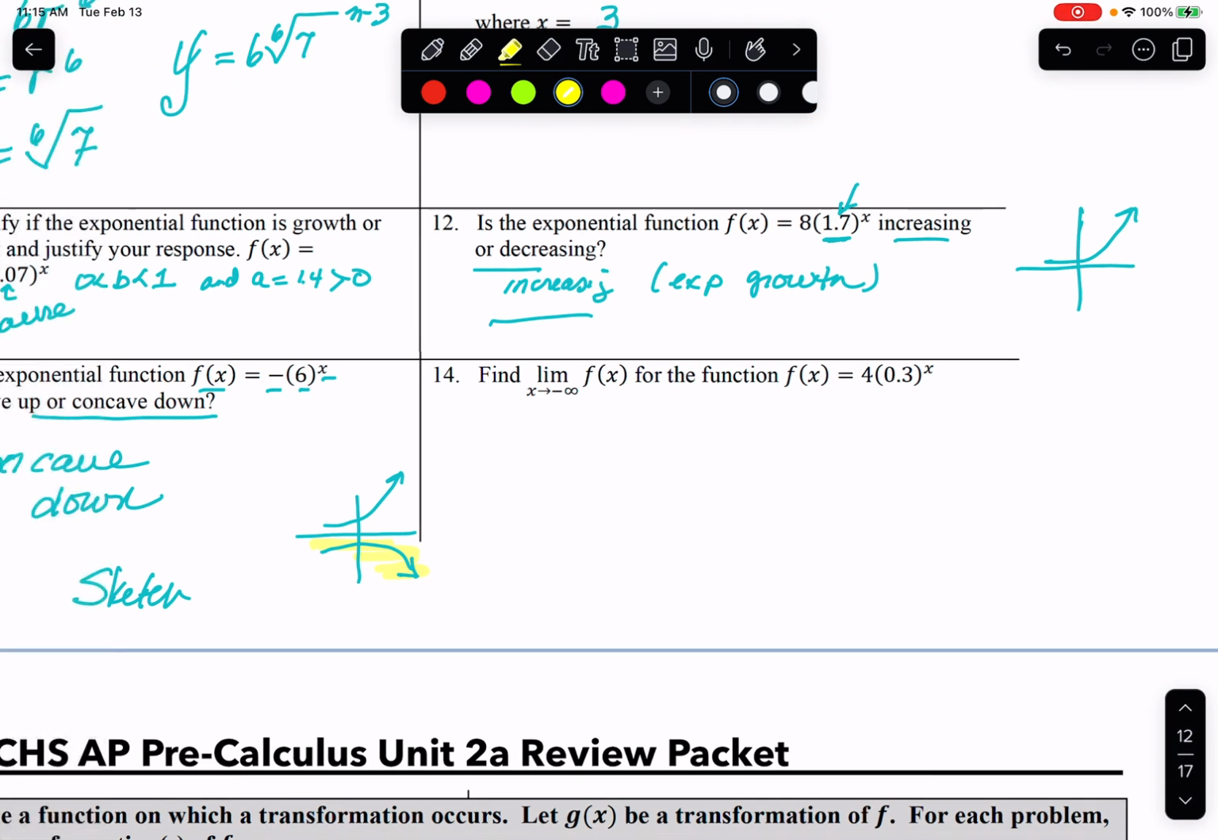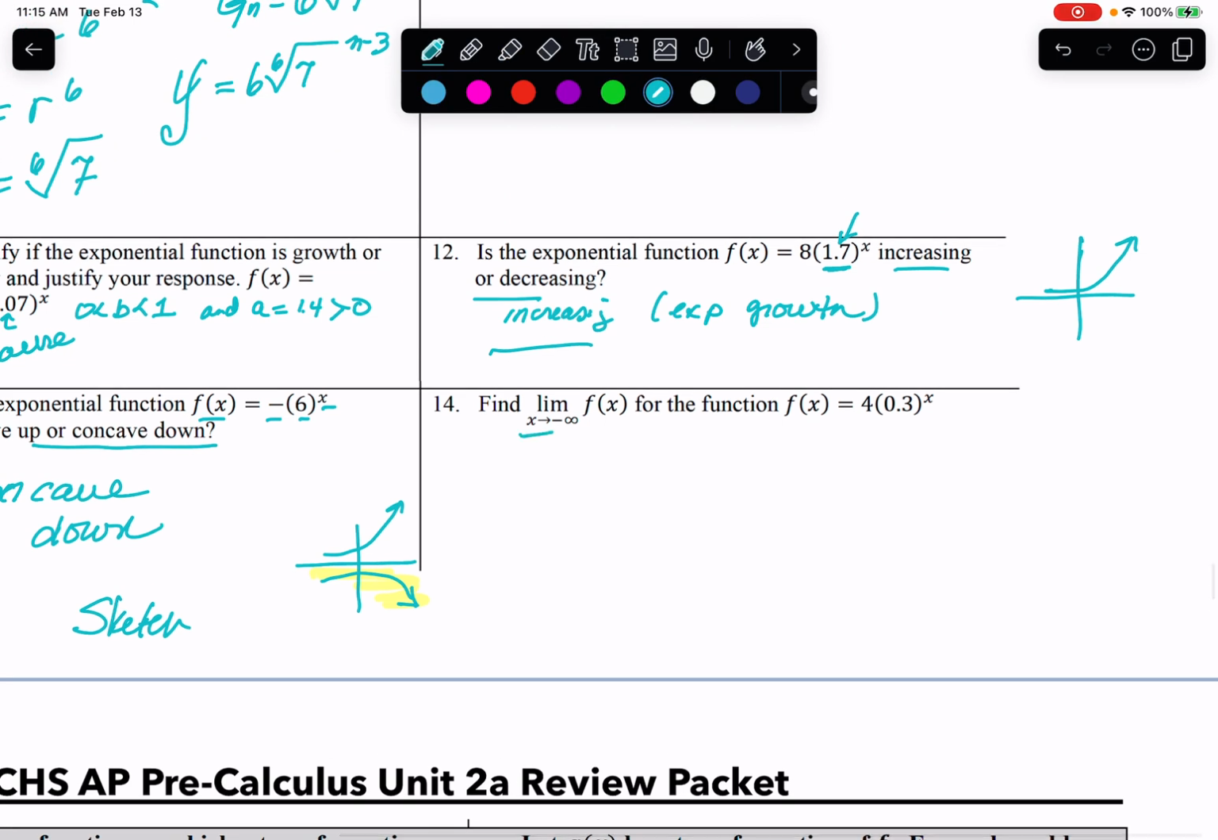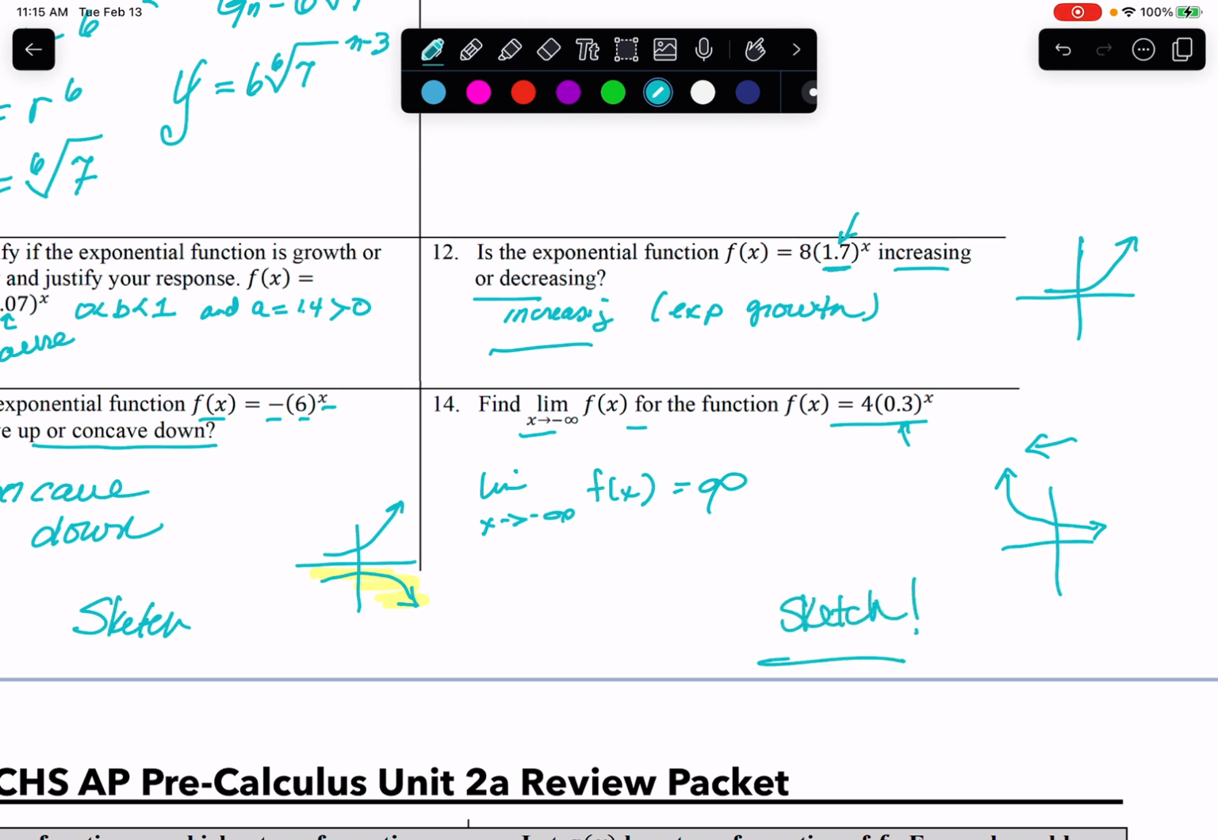Okay, let's look at the next one. We have the limit as x goes to negative infinity. We want to find that for this function, which is decay, because b is less than 1. So it looks like this, right? And so we just need the limit as x goes to negative infinity, which would be positive infinity. So the limit as x goes to negative infinity of f of x is positive infinity. And again, we did that from a sketch.